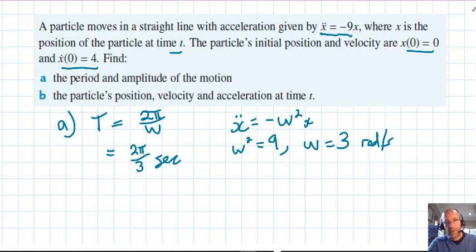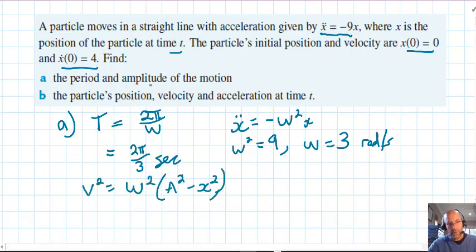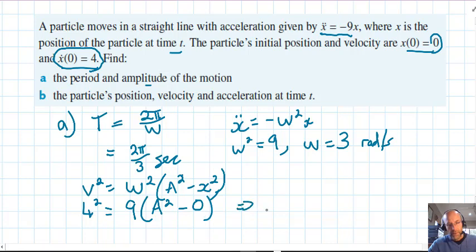The radians cancel out. Okay, so for the amplitude, I'm going to use this expression here because we have all the other information, noting that that's been provided for us. So we have 4 squared equals, now we know omega squared is 9, times a squared, the unknown, minus, at time 0, we have 0 displacement, so that's 0. So by doing a bit of rearranging, you can come up with A is 4/3 centimeters.